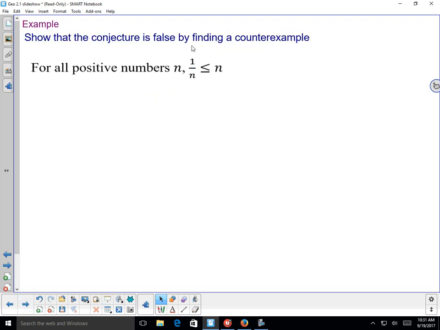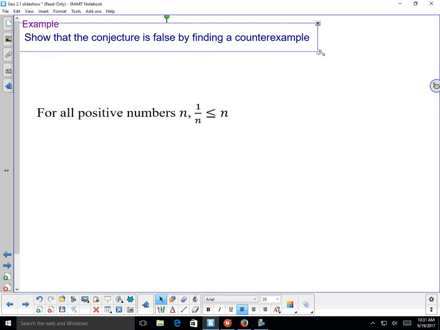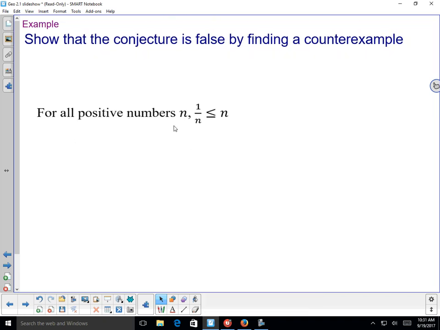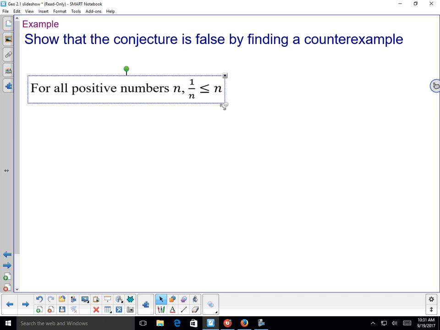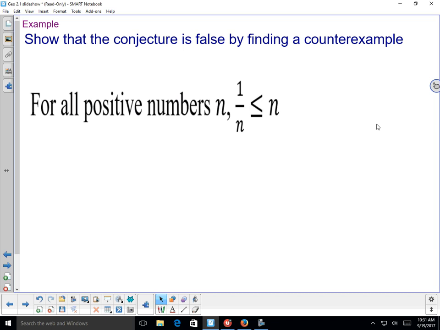So let's take a look at an example of trying to disprove something, trying to show it's false, by finding a counterexample. So in this example, it says, for all positive numbers n, 1 over n is always going to be less than or equal to n. Is this statement true or not? 1 over n is always less than or equal to n.